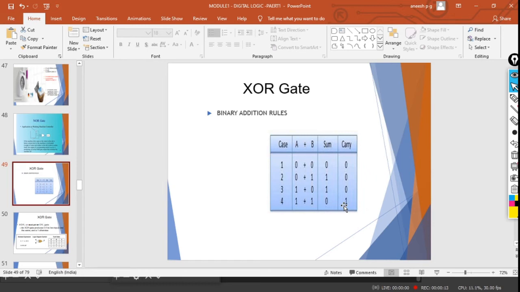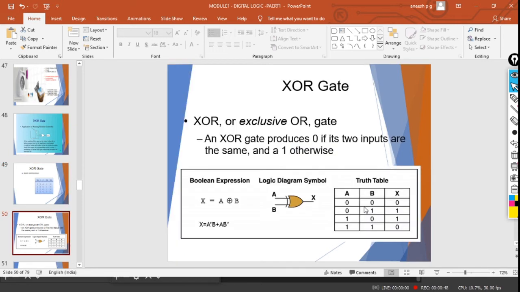The next gate we are discussing is the XOR gate. You all know the sum of 2 variables in the binary system. Here are the binary addition rules. 0 plus 0 is 0. 0 plus 1 is 1. 1 plus 0 equals 1. And 1 plus 1 equals 0 with a carry of 1. We can say the XOR gate performs this binary addition operation without including the carry.